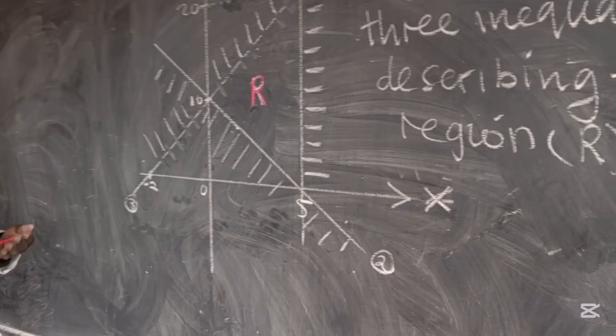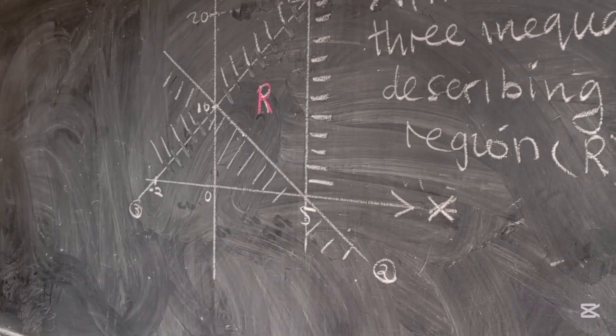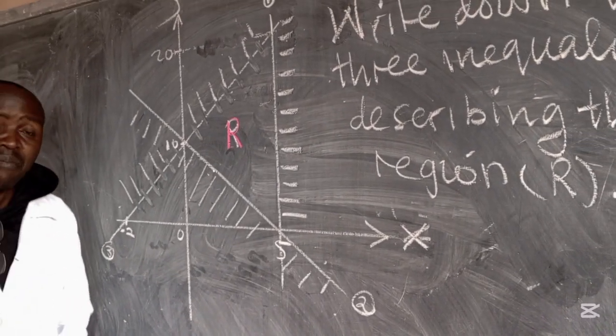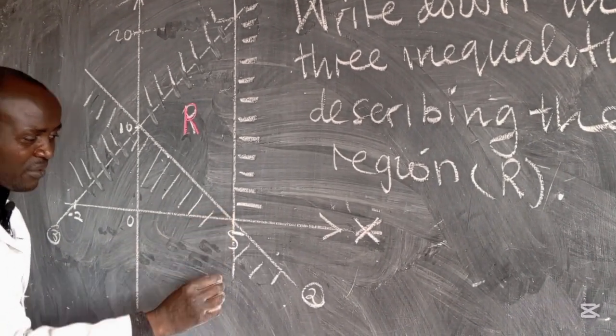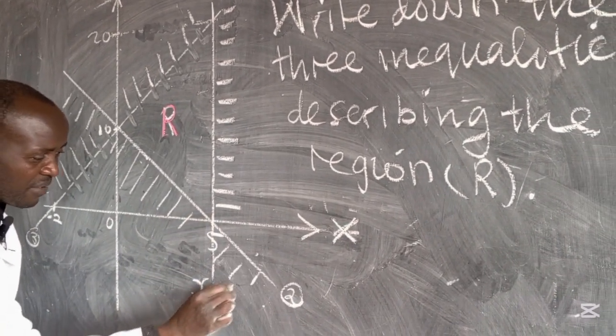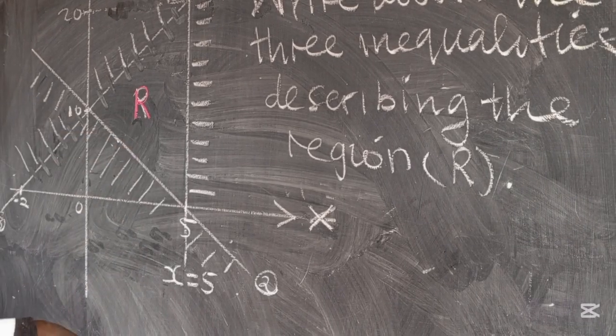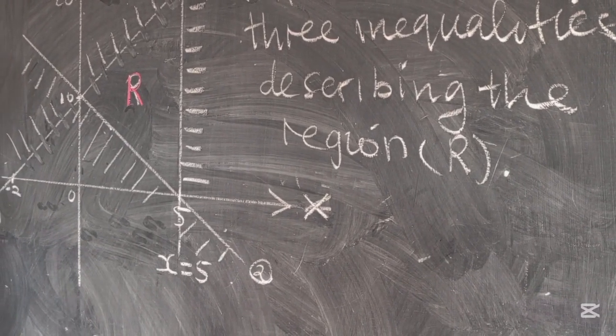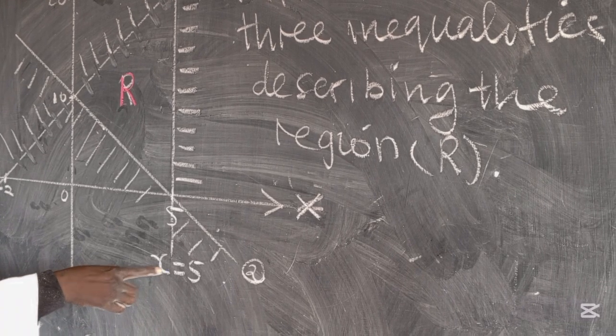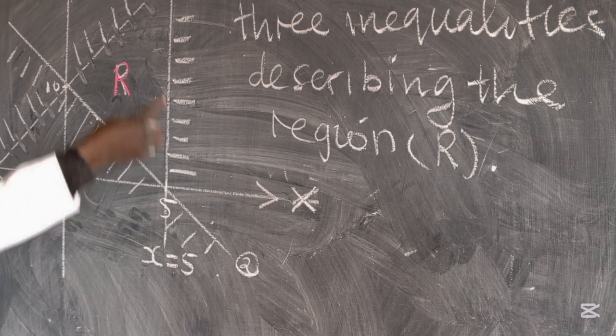Just on the question paper, tell your neighbor, you can see that it cuts at 5. So I'll just say x is equal to 5. Just on the question paper, not on the answer sheet, you say x is equal to 5. I'm just naming this line.